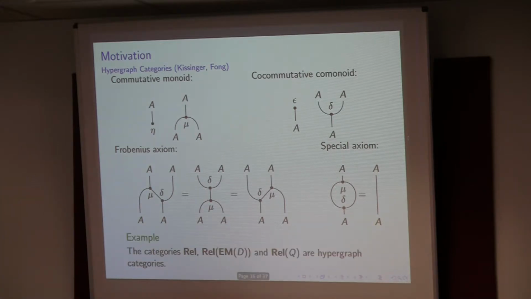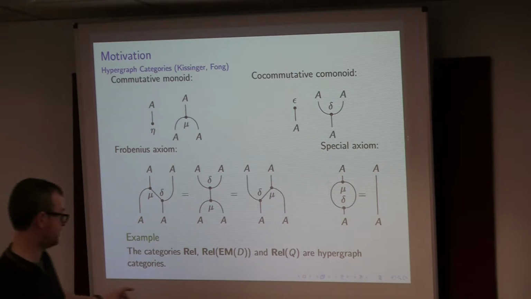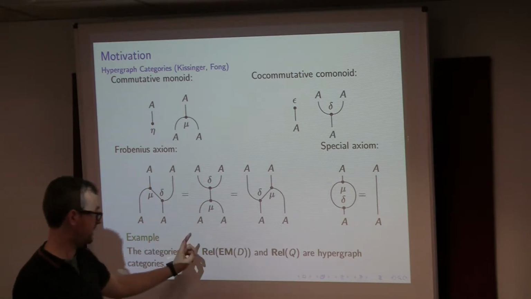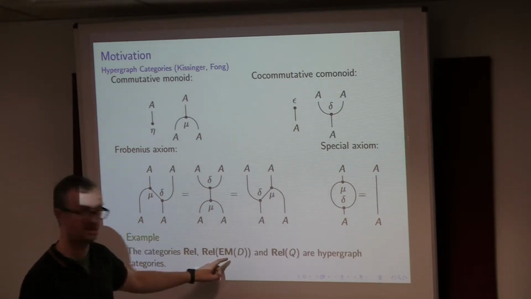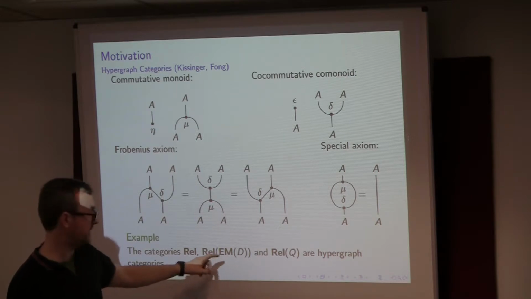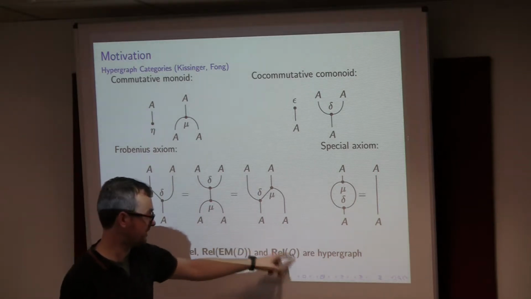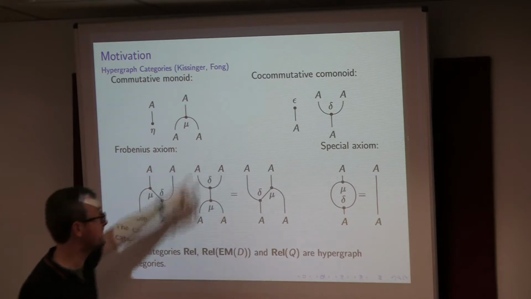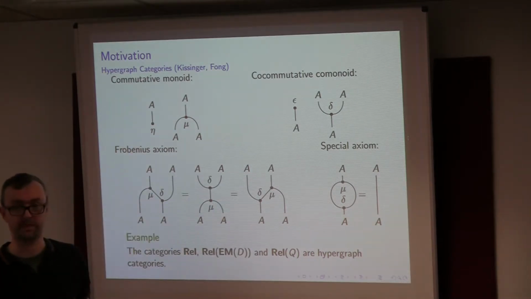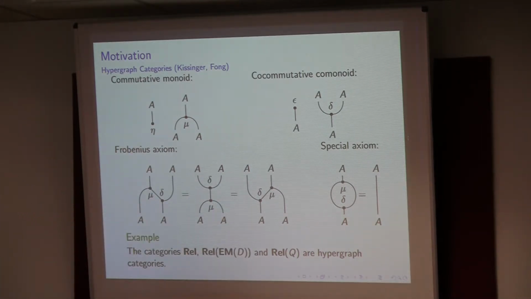Examples of these things would be the rel construction applied to the Eilenberg-Moore category of a monad, and the rel construction that we get with this quantile parameter. So it turns out actually we've been making hypergraph categories rather than arbitrary compact closed categories. So these look like probably the right thing to focus our attention on.